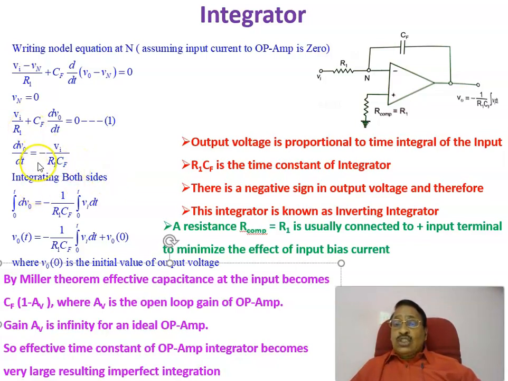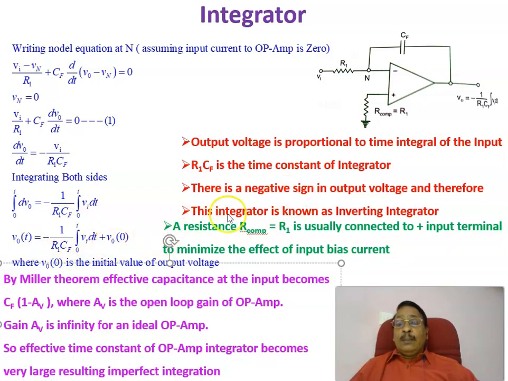Integrating both sides, we get the integral from 0 to t of dV0 equal to minus 1 by R1 into Cf times the integral from 0 to t of Vi dt. The left side is nothing but the output voltage V0(t). That is, the output voltage is equal to minus 1 by R1 into Cf times the integral from 0 to t of Vi dt, plus the initial output voltage, V00. This is the initial output voltage.